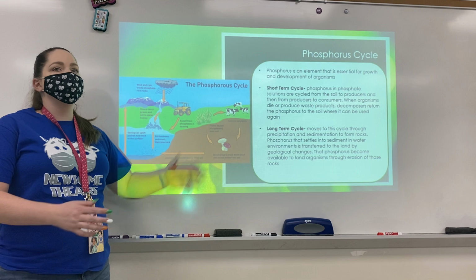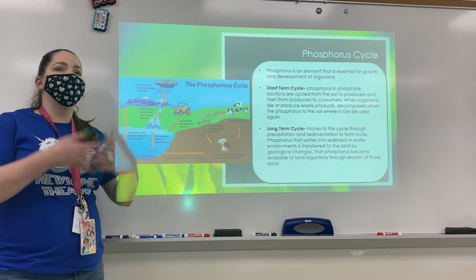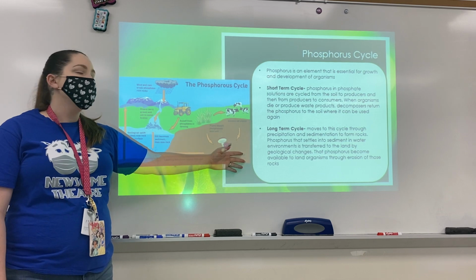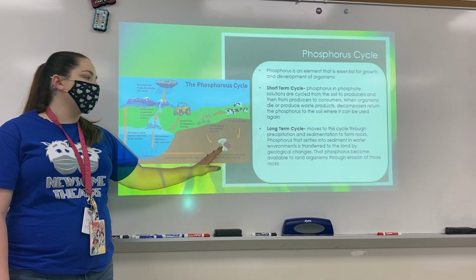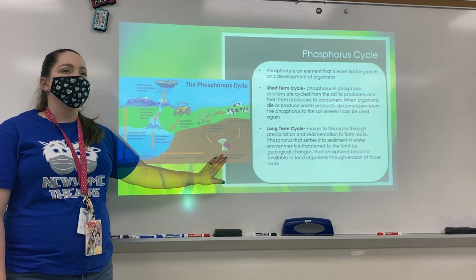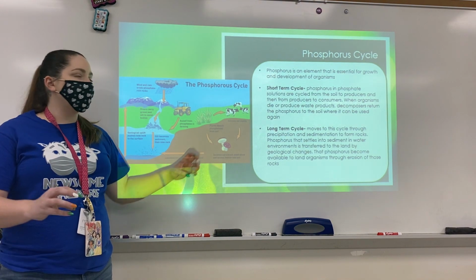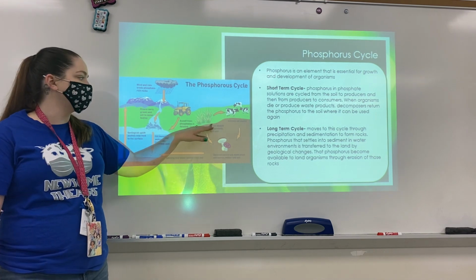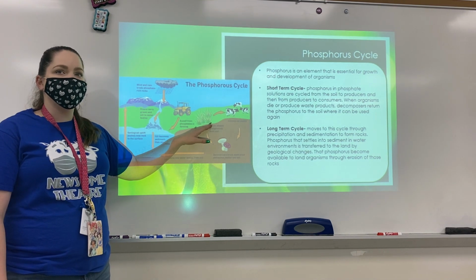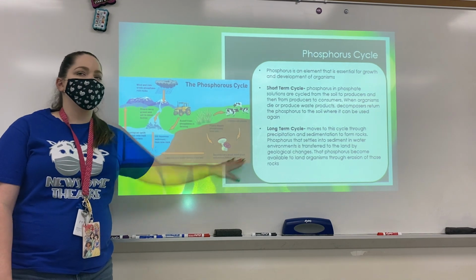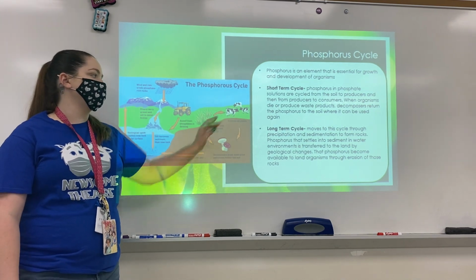either creating waste products or dying and decomposing, and that's going to put phosphorus into the ground. There are going to be bacteria, or usually some type of fungus, that break down those organic molecules and release that phosphorus into the soil. Those plants are going to use the phosphorus to grow. Animals are going to eat the plants, and then it's its own little cycle. So that's a short-term cycle.